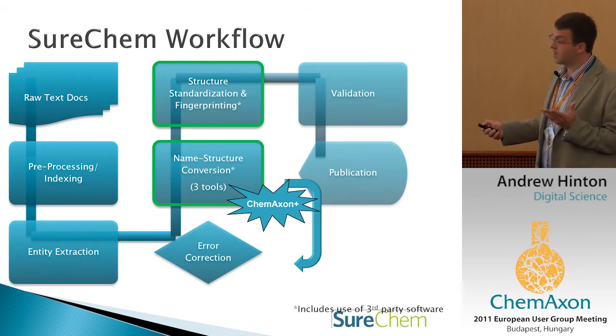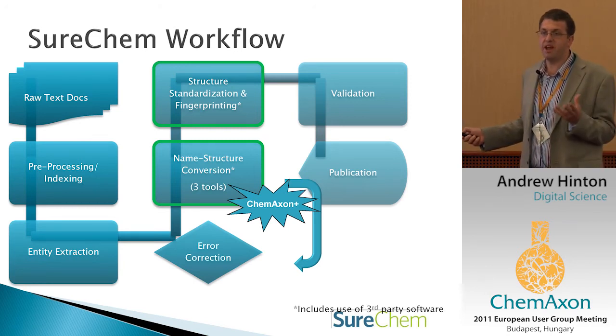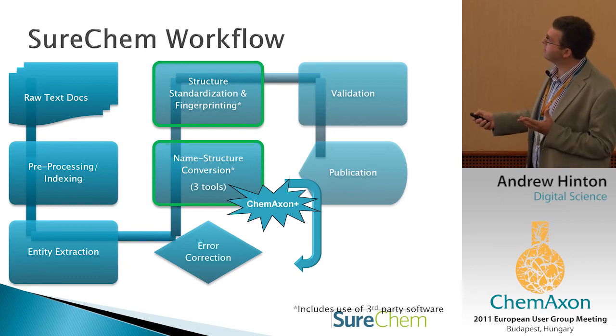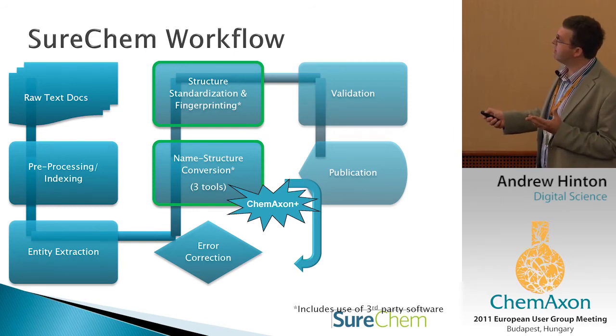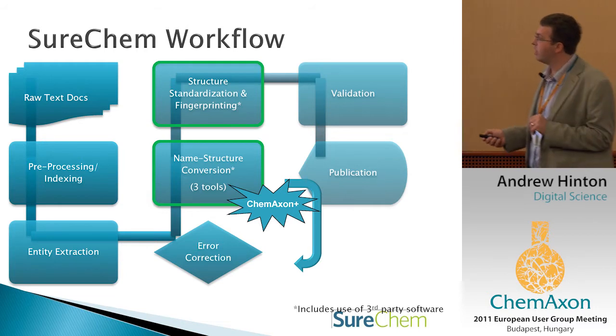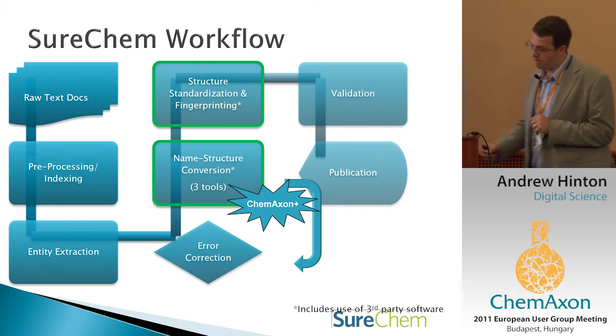Once we've done that, we're then able to store the structures, we standardize and generate a fingerprint, and we use ChemAxon's JChem base to perform the structure searching, so we're able to do substructure similarity searching on it. We then do some validation, and within 2011 we're introducing some manual validation steps, and finally we're able to push that out to the web service or the web API.